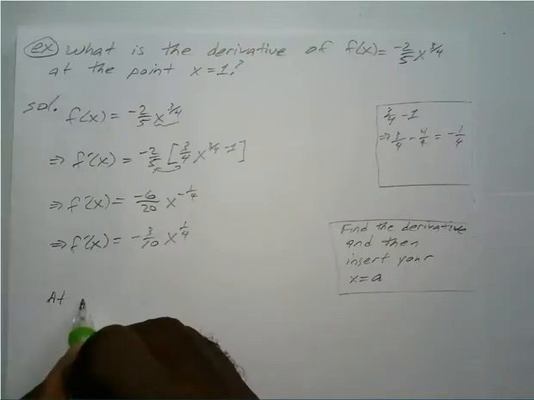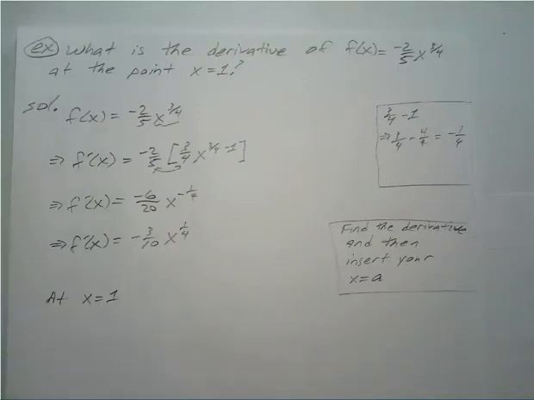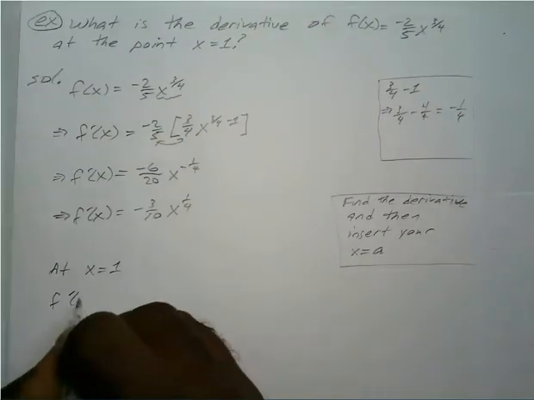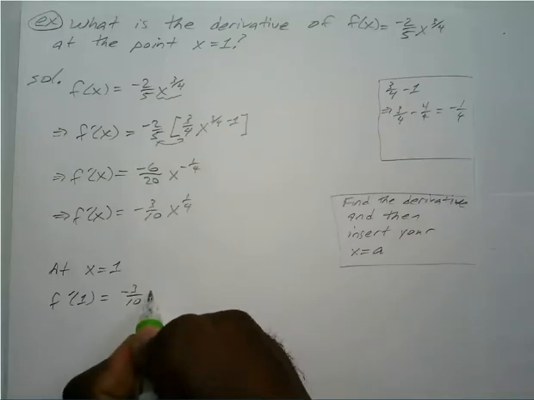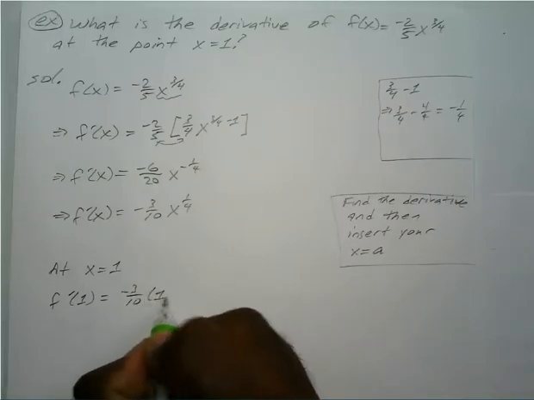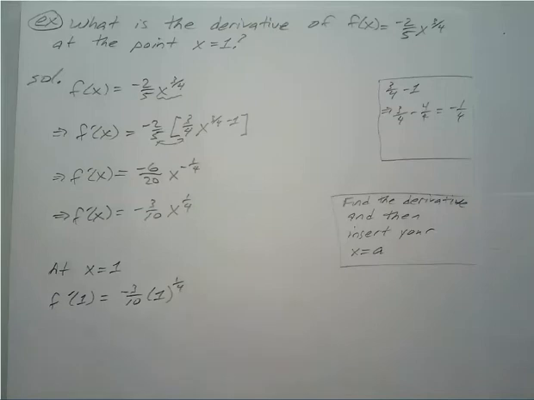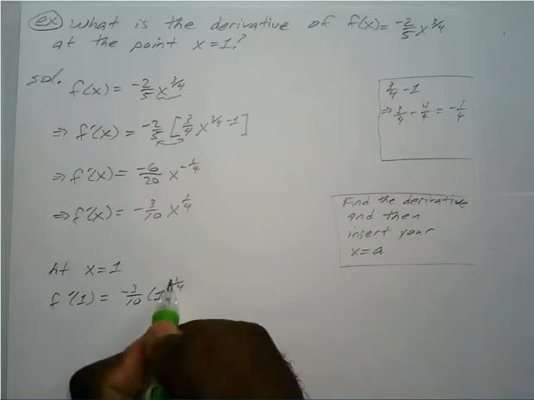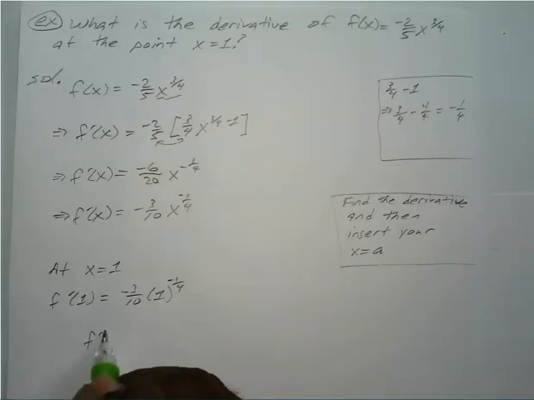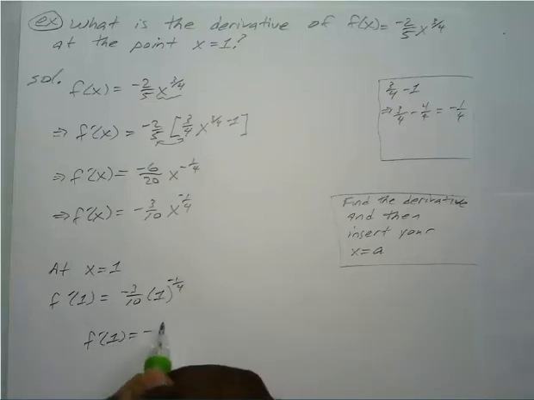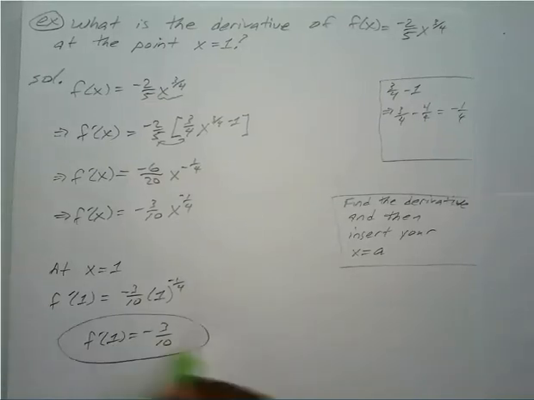So at x equals 1, f prime of 1 is equal to negative 3 over 10 times 1 to the negative 1/4 power. I don't know why I forgot that one. There we go. But it doesn't matter because 1 to any power is just going to be 1. So that's going to equal negative 3 over 10.